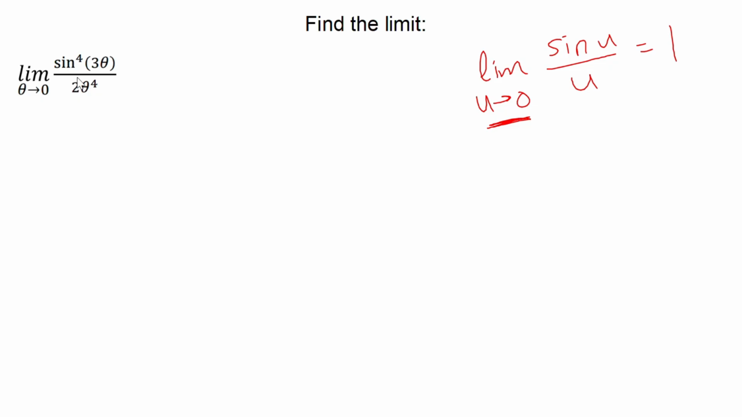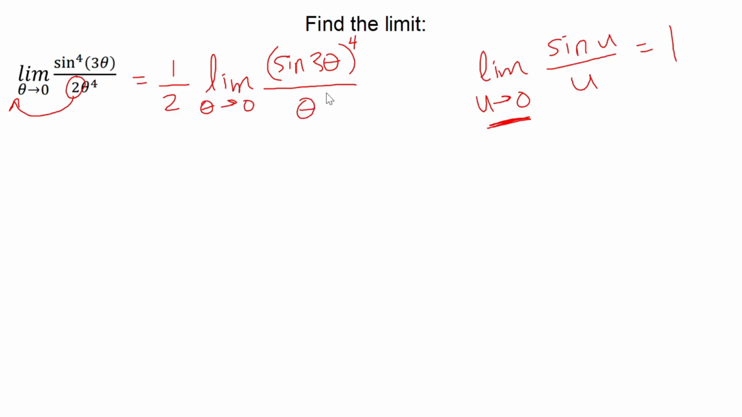Another rule we had was that constants can be pulled out of limits, so that's generally our first step. We'll take that 2 in the denominator out to the front and write this as 1/2 of the limit as theta approaches 0 of the sine of 3 theta to the fourth, because that's what sine to the fourth of 3 theta looks like, over theta to the fourth.